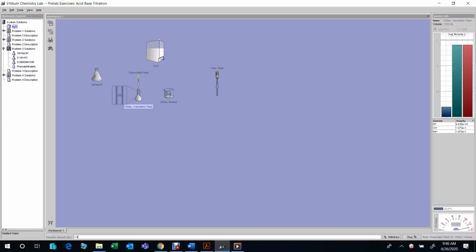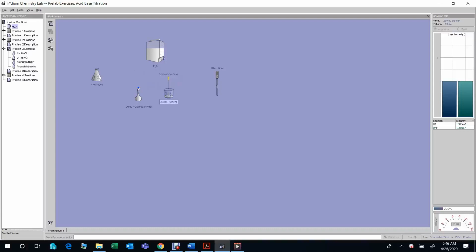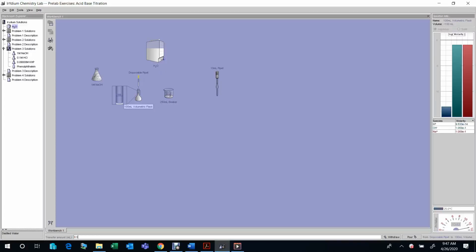Pour. Okay, now you see the solution reached that level. Then we need to be very careful, so we don't want to overshoot. And then we pour and we withdraw another 1.0 millimeter. Okay, withdraw. And then here we don't want to overshoot, so we can add slower. We can add 0.5 millimeter, and we see what happened.